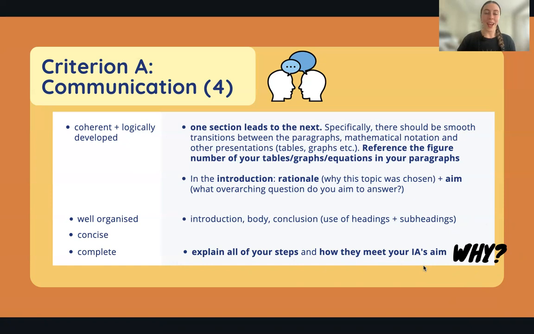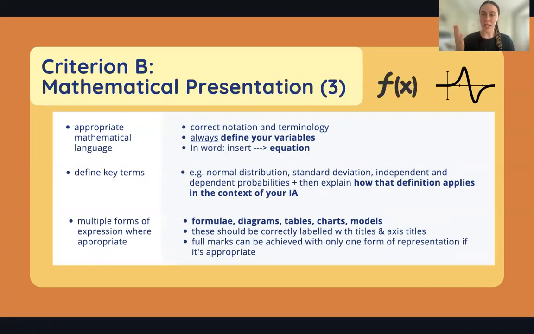So criterion A. Now we have criterion B, which is mathematical presentation, and there are 3 marks awarded for this criterion. The first is for appropriate mathematical language. So this includes a couple of things. Firstly, using correct notation and terminology. So basically, don't call something that's not a normal distribution a normal distribution. If it's not an independent probability, don't call it an independent probability. Using those technical terms correctly is what they're talking about here.